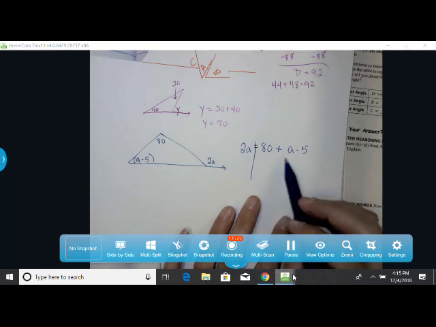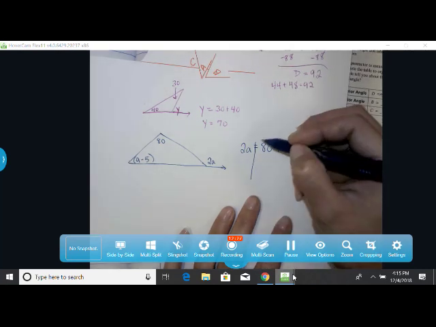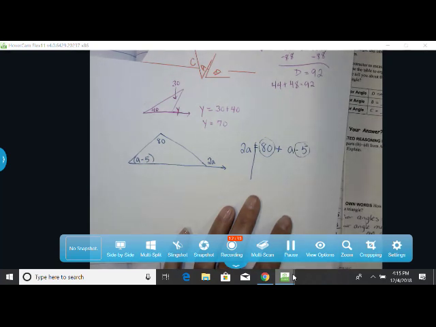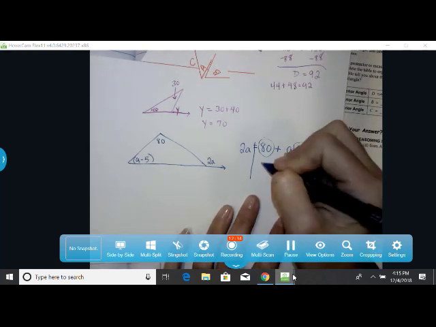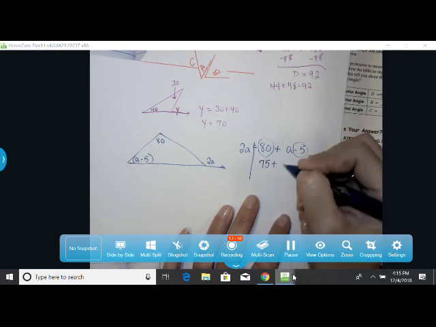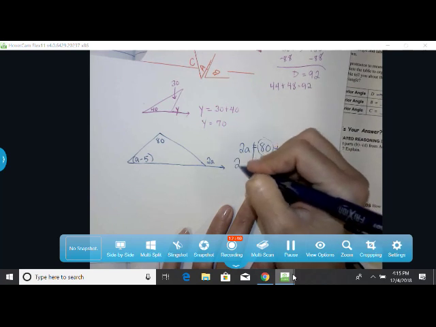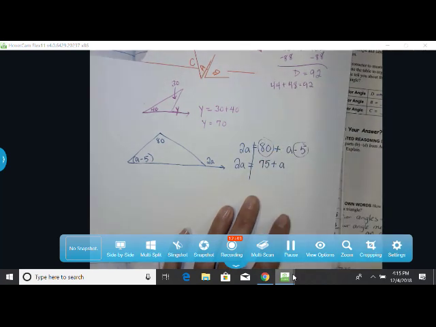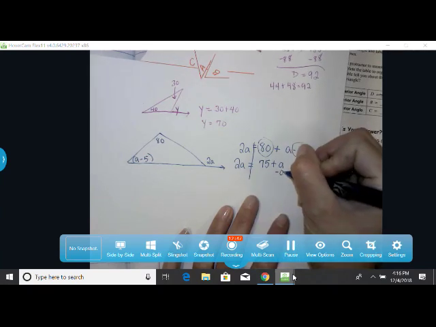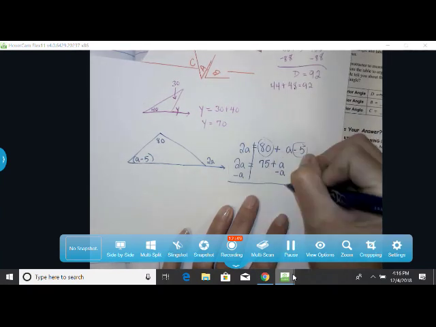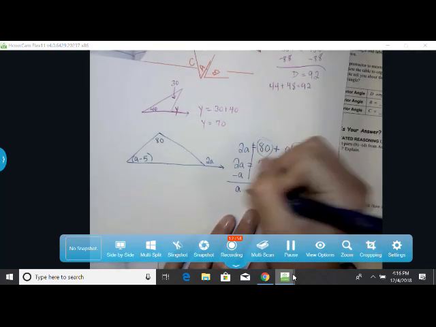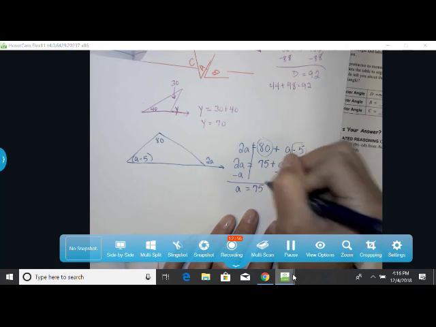I'm going to start by combining like terms. I see that I have an 80 and a minus 5. 80 minus 5 is 75. So on this side I have 75 and A. And on this side I have 2A. I want to get all of my variables together. So I'm going to remove the A from this side. 2A minus A is A. A is 75.